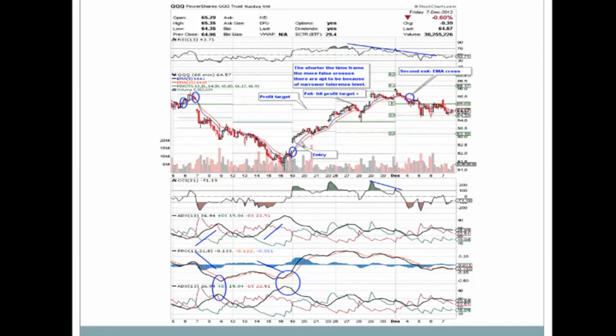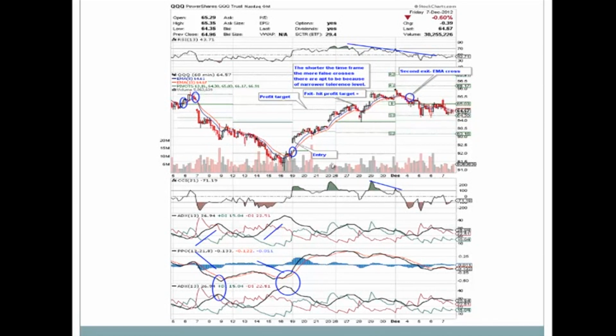We're following the 8 and 13 EMA lines, and as long as they are not crossing, they can have a test like they did here. Here's another test. Here's another test. And then over here is where they actually crossed and headed down, or would have been our exit place.